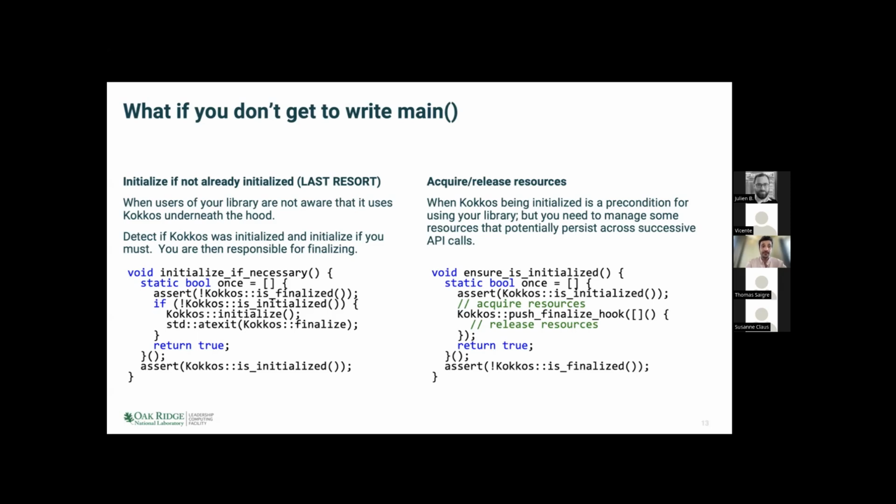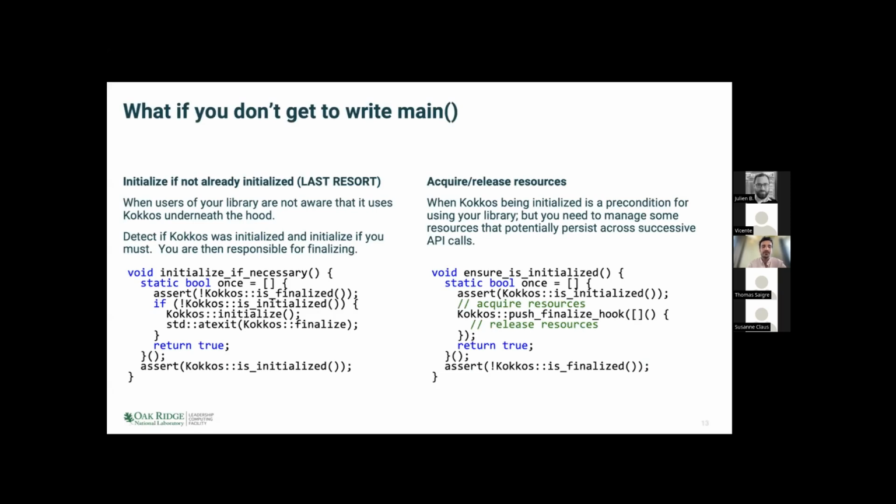And if it has not been initialized yet, because ideally, again, it's a precondition and someone else has done it for you and you don't need to worry about it. So let's look at this pattern. There is a static variable in this function, and then it's called an immediately invoked lambda. It's a syntax, and if you're not familiar with it, you can just look it up.